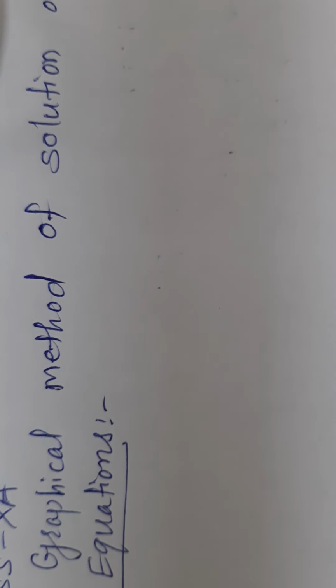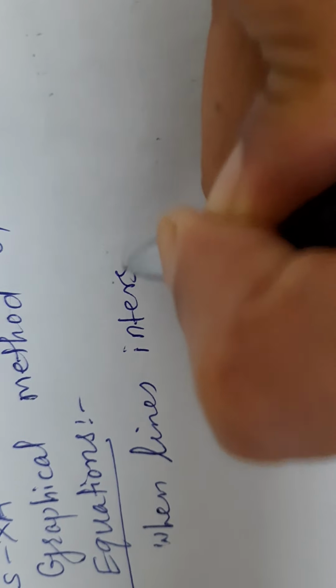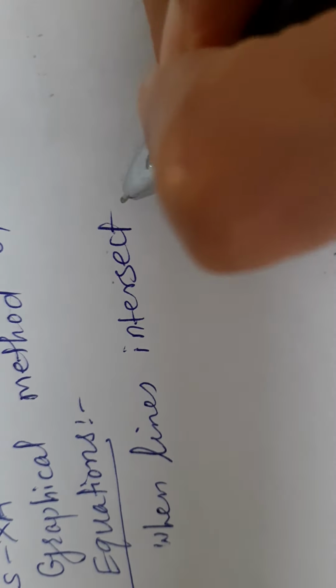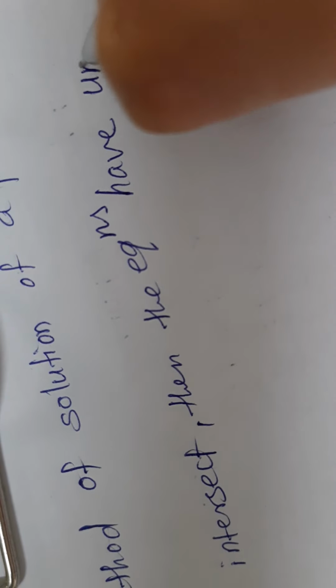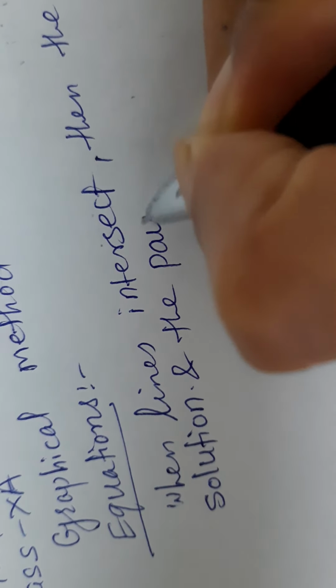Now, graphical method. First condition: when lines intersect each other, then the equations have a unique solution, and the pair is consistent.